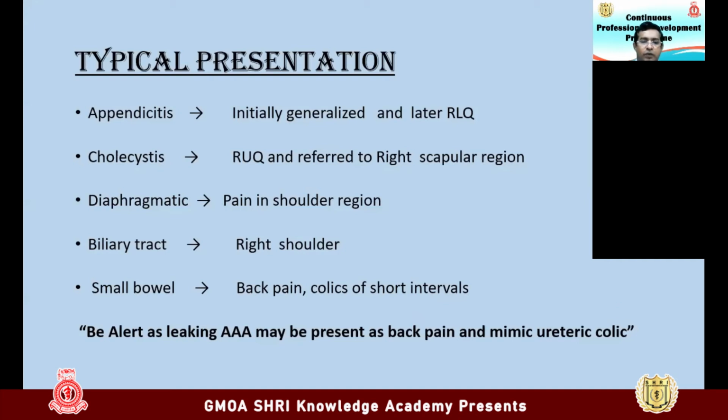But there's an important point which is well described in the literature. A leaking abdominal aortic aneurysm can mimic ureteric colic. It's a well-known factor, so always when you're examining and think of ureteric colic, think about the other aspect as well.